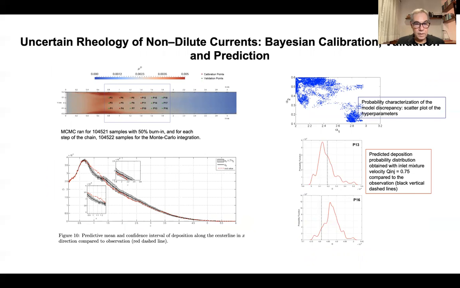We have selected 16 points, where the green points are the validation points, and the red ones the calibration points for the depositions. And we do MCMC, Markov chain Monte Carlo, with more than 100,000 samples with a 50% burn-in. And that basically gave us more than 100,000 samples for MCMC integration.